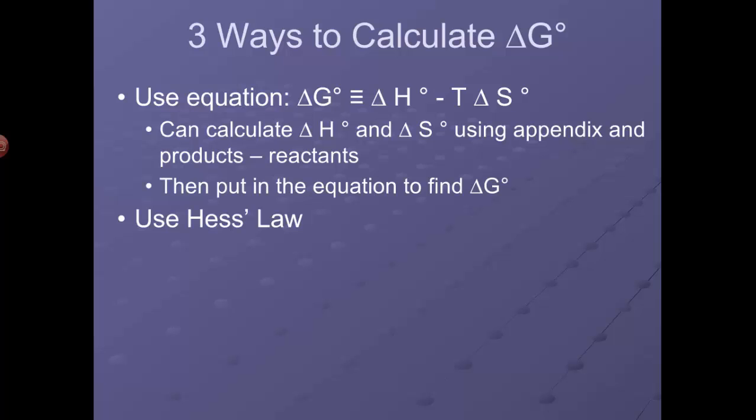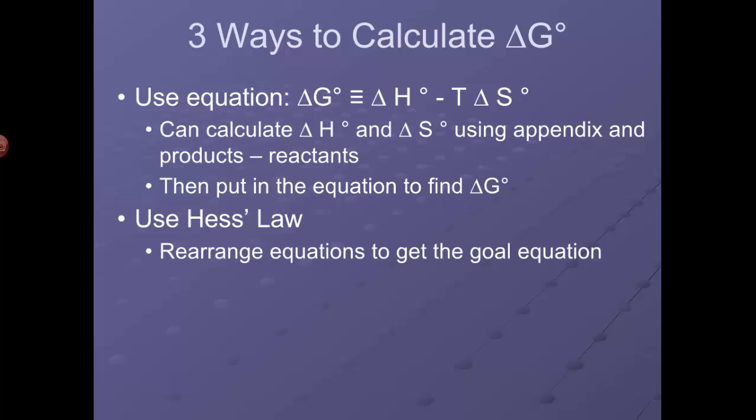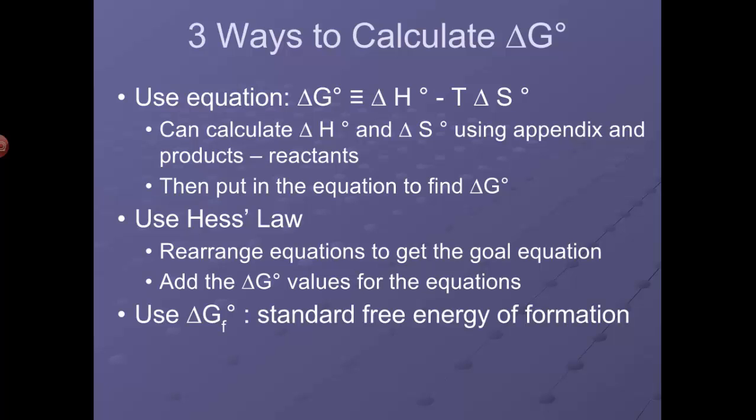You can use Hess's law. When would you use Hess's law? Well, if you're given equations and some delta G values for each of those equations, you can rearrange the equations, flip them around, multiply through, cross things out, and then add them together to get the goal equation. And then you can add up the delta G values for the equations. Remember, if you flip an equation around, you have to change the sign of it. If you double the coefficients, you have to double the value of delta G. We treat it just like we do any Hess's law problem.